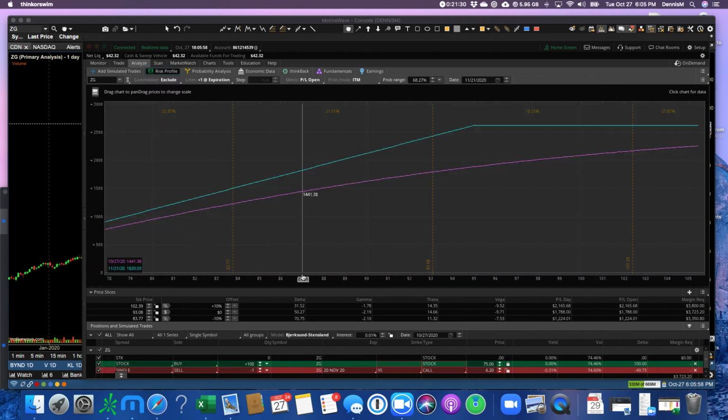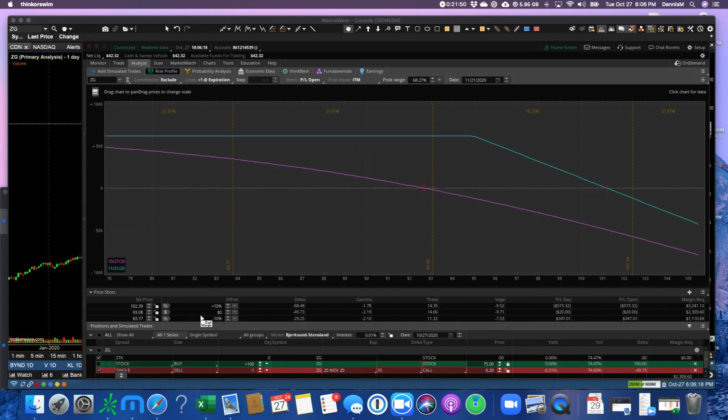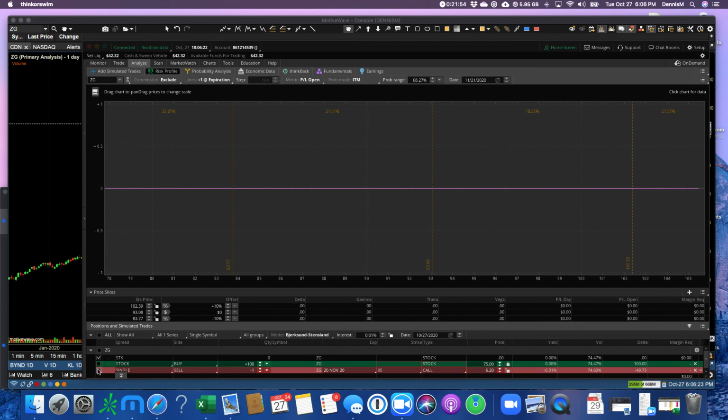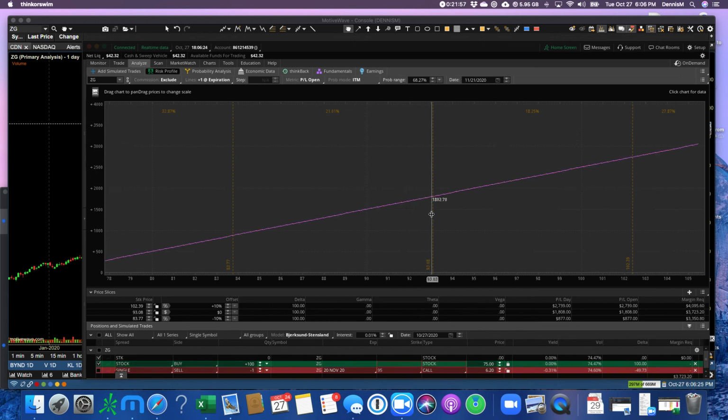This is what your risk profile looks like now. It says that by the end of November, if the stock goes to 95 and stays there, your maximum profit will be $2,620, which is your original $1,800 profit, plus the $620.